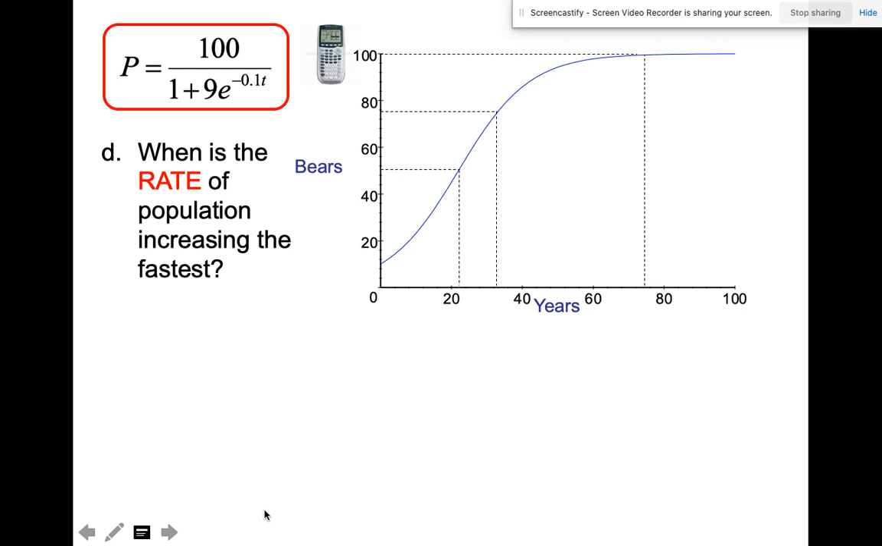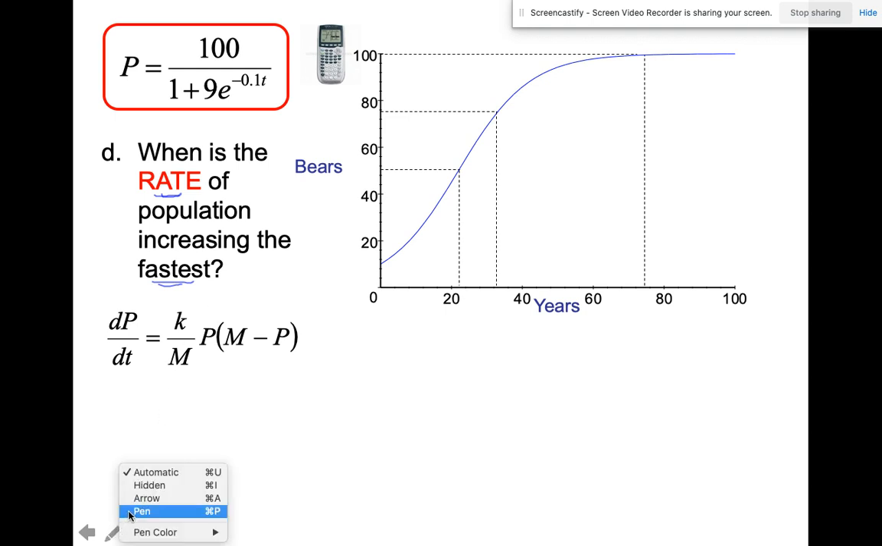So, when is the rate of the population increasing the fastest? What does that mean? The rate increasing the fastest. Remember, dp dt was the rate, right? That was our logistic equation. What is our logistic equation? You solved for k, didn't you? You know k is that negative 0.1. So you know k and you know m, right? M is 100.